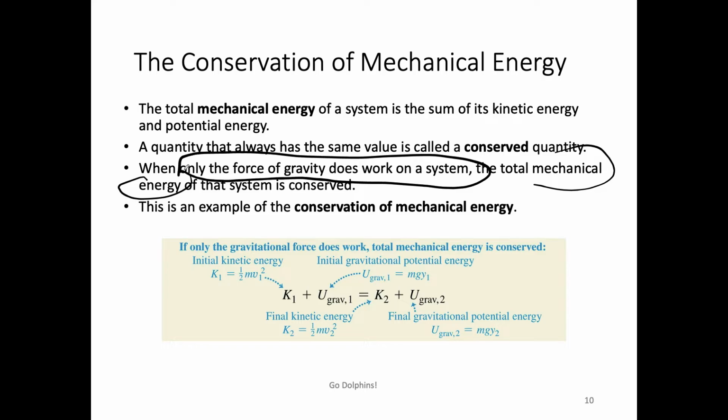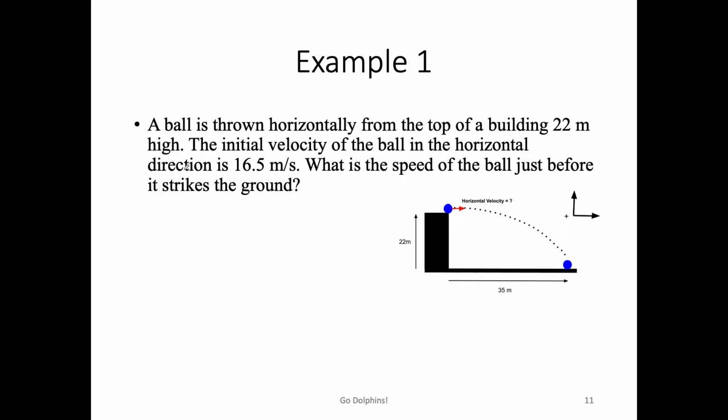So let's do 2 examples on this. So this is a problem we studied before, right? We use projectile motion to study this problem. Let's say you eject something with initial horizontal velocity 16.5 meters per second. It flies in the air, projectile motion. It drops 22 meters. We want to find out what's the speed of the ball before it strikes the ground.